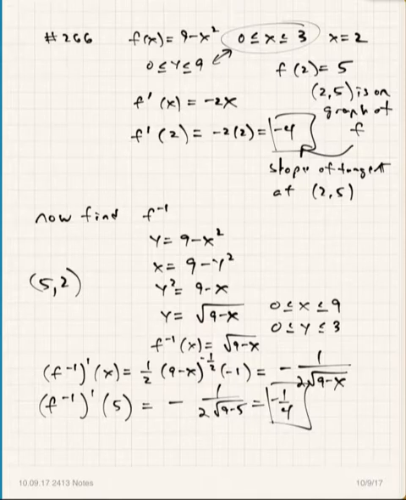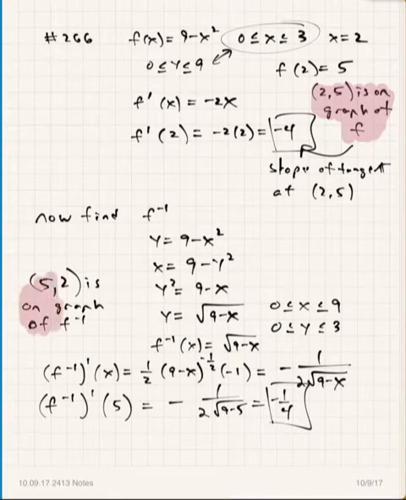mirror image points. All right, so kind of going back through this, we were given a function f. We found its derivative. We were given an x value, so we had a point on the graph of f. The point is 2, 5. It's on the graph of f. So what do we know? That 5, 2 is on the graph of f inverse.